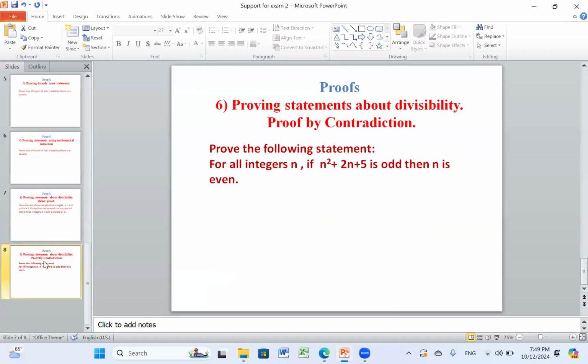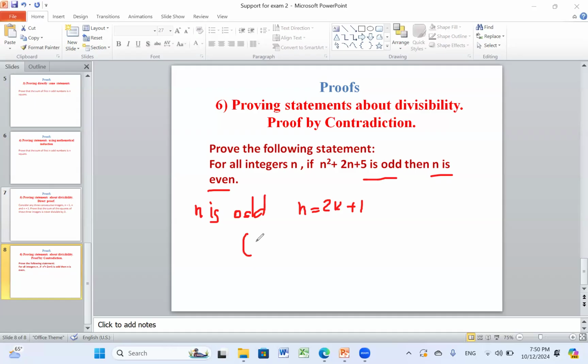So now let's see another example where we are going to use proof by contradiction. Prove the following statement for all integers n: if n squared plus 2n plus 5 is odd, then n is even. Let's assume that n is not even. Let's assume that n is odd. So actually, we are taking the contradictory statement here. If n is odd, then obviously n equals 2k plus 1.